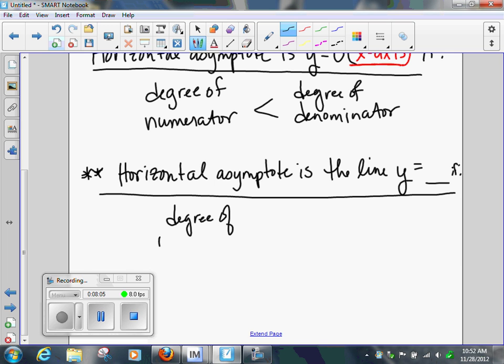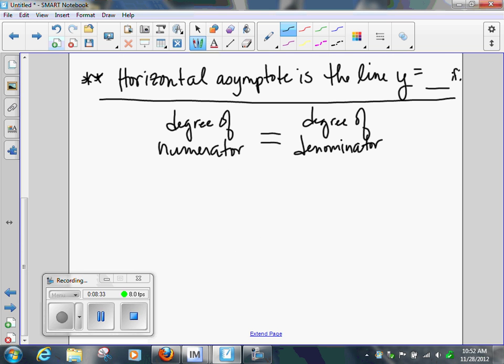If the degree of your numerator is equal to the degree of your denominator. So how do we figure out what that line is? What y equals what? All right, this is what you'll do. That line, y equals whatever, okay?